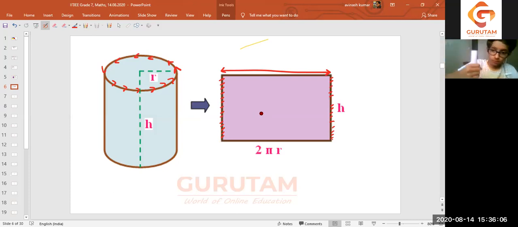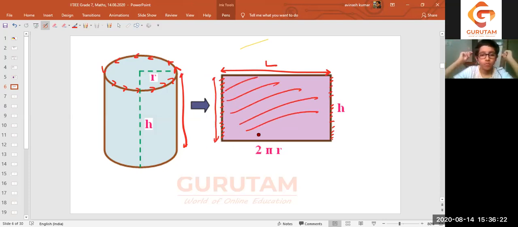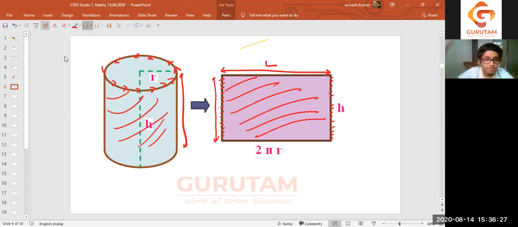Leave the paper. This length will be equal to the circumference of it, right? And this height will be equal to the width of the paper. So that means the area of this paper will be equal to the curved surface area of this cylinder. Right? So now listen to me. This length will be equal to the circumference.